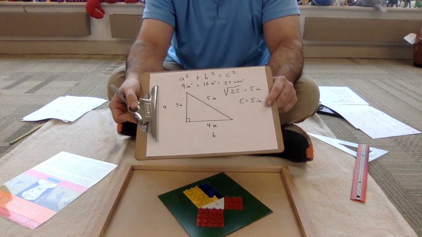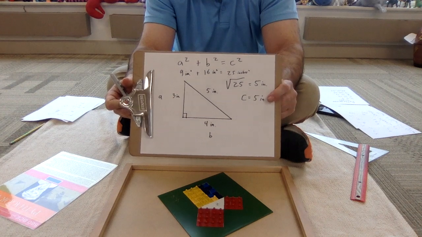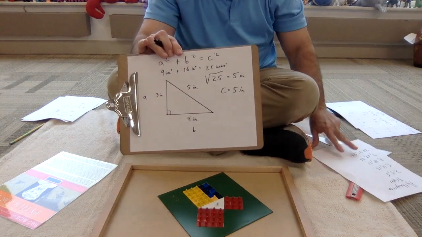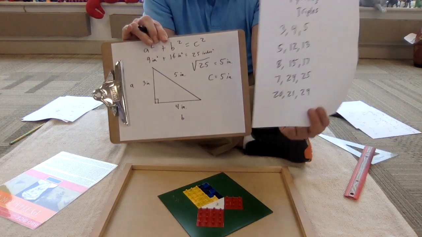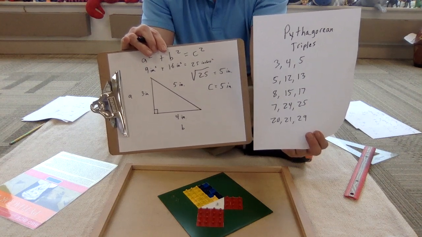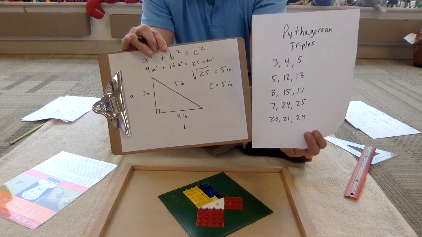So for your follow-up activities, I would love for each of you to draw something like a 3, 4, 5, or what were the other ones? 5, 12, 13, 8, 15, 17, 7, 24, 25, 20, 21, 29. Have fun. You can make this as big or as small as you'd like. But it is going to work.